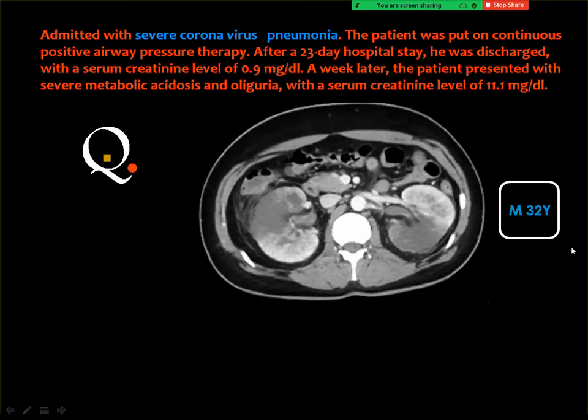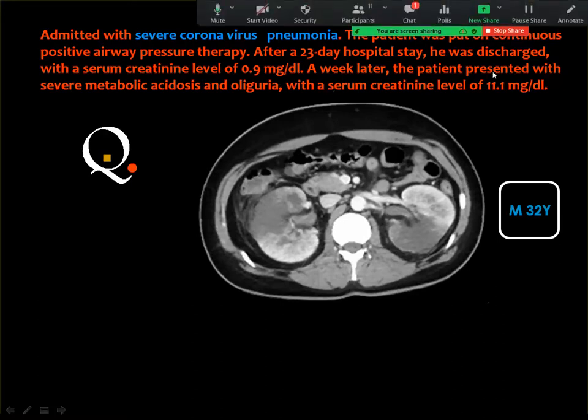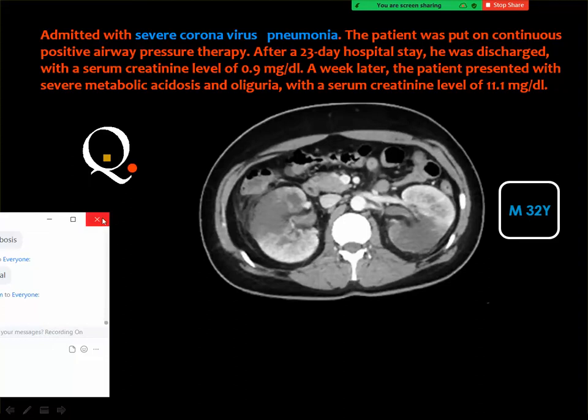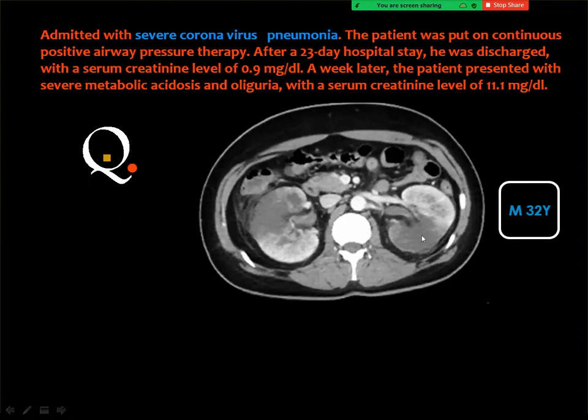This patient had a long history. He is 32 years old and had a coronavirus infection. The patient was ventilated, and after 23 days of hospital stay, he was discharged with a normal serum creatinine level. A week later, the patient presented with severe metabolic acidosis and oliguria with a very high serum creatinine level. Then the CT scan of the kidneys showed, yes, bilateral renal vein thrombosis and bilateral renal infarctions, which is one of the complications, as you all know, of the coronavirus infection.